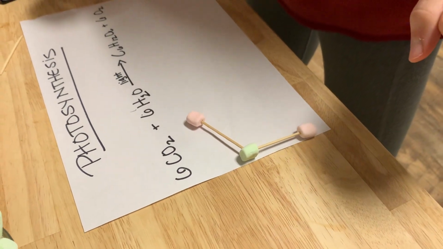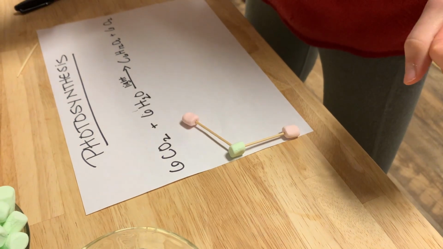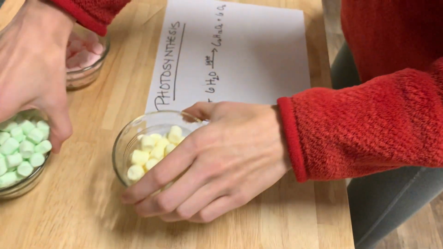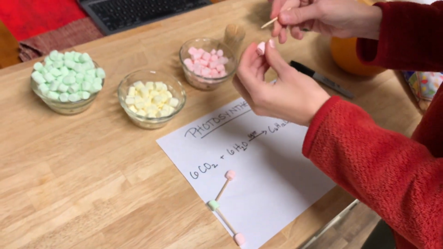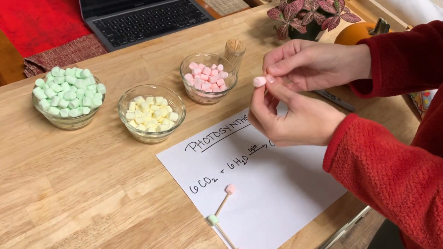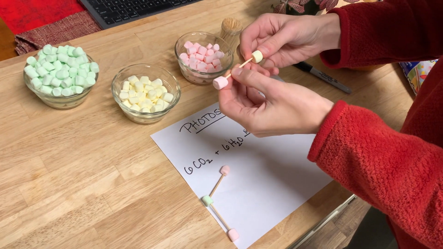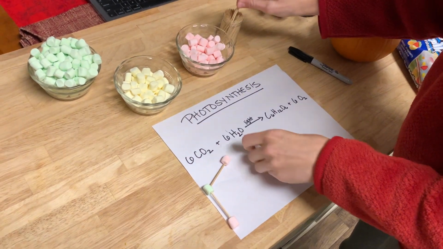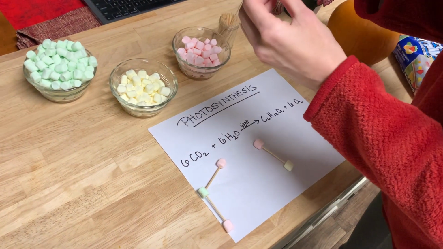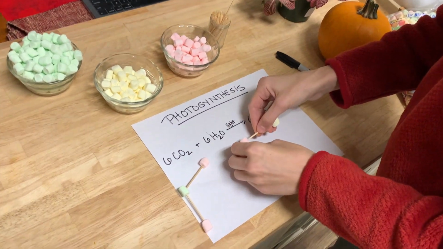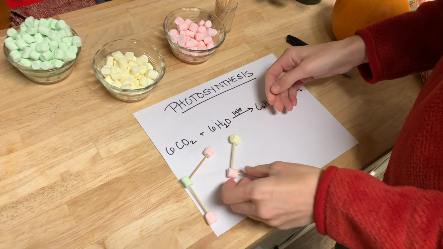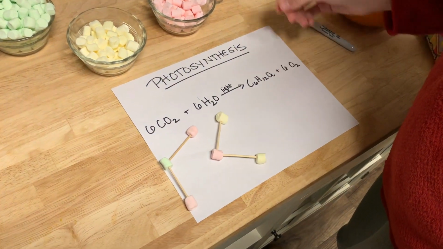Now, I need to build my water molecule. So I need, this time, not carbon, but oxygen and hydrogen. So I'm going to take my oxygen and attach it to a hydrogen. And I'm going to take this oxygen, and I'm going to attach it to another hydrogen. And there's my H2O. If you really want, make 6 of each.